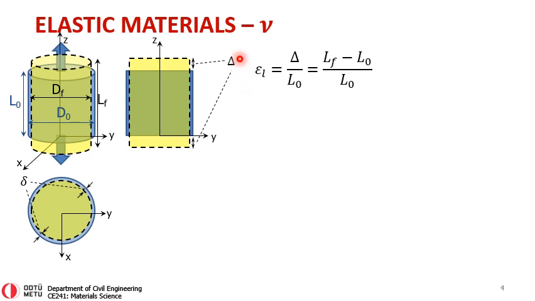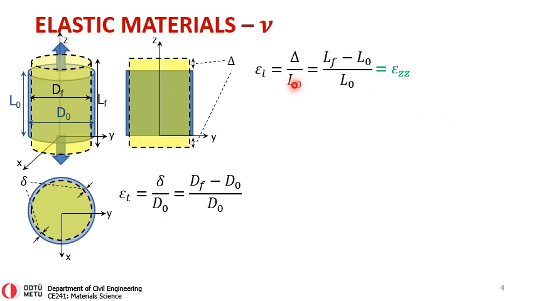And having learned what strain is, the longitudinal strain can be obtained by dividing the deformation delta by the original length L0, or final length minus original length divided by L0. So this is the longitudinal strain. We can also have another strain transverse to the load application, and that is defined the same way: the transverse deformation, divided by d0, the original cross-sectional diameter. Again, we can write it as final diameter minus original diameter divided by original diameter.